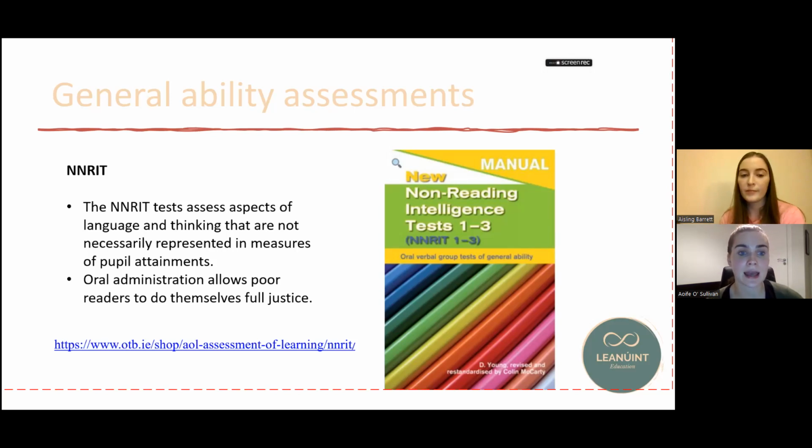So the first one here is the NNRIT, which replaced the NRIT. It's the new non-reading intelligence test. So I suppose it assesses aspects of language and thinking that are not related to reading. It's an oral administration, and it's specifically useful for allowing children who may struggle in areas of literacy to do themselves justice and, I suppose, show their level of general ability that's not related to their level of reading ability.